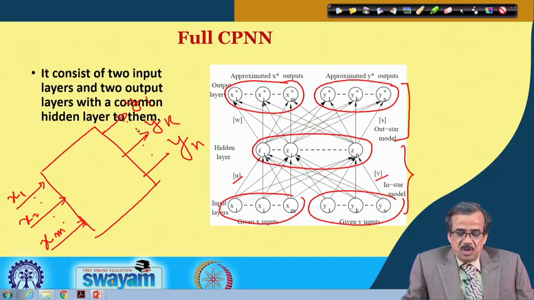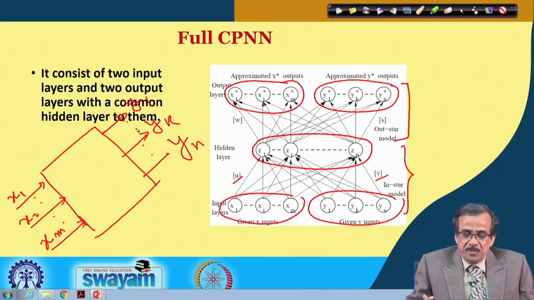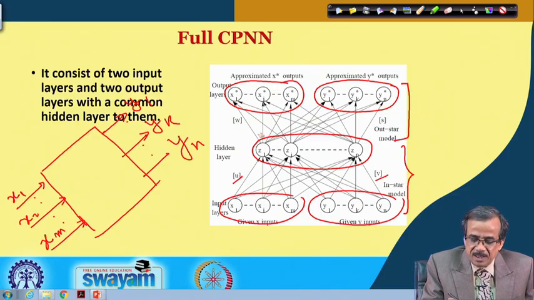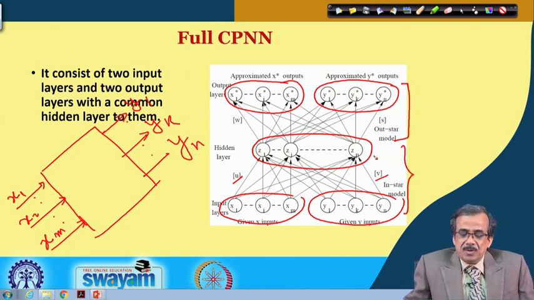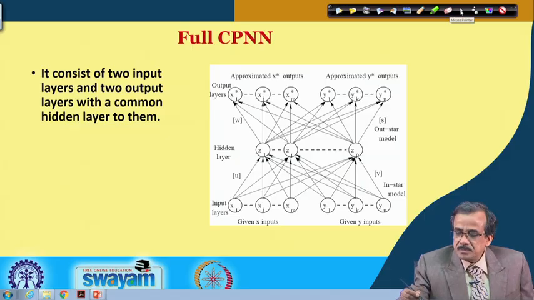Now, what we will have to do is, as we have already mentioned, implement the Kohonen network first, and find out who could be the winner in the hidden layer. Then we will have to go for some sort of supervised learning also, that is the Grossberg learning. Let us see how it works.